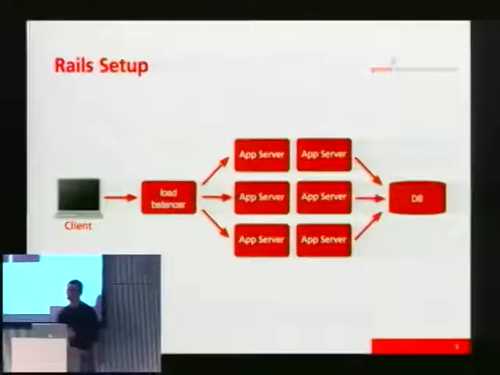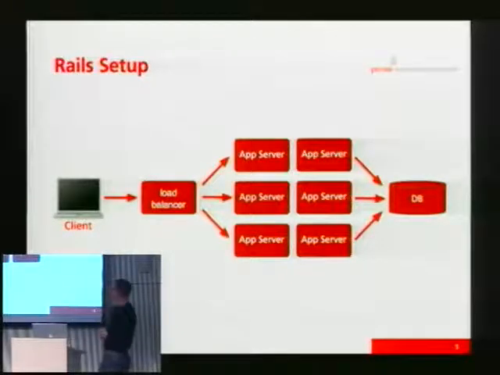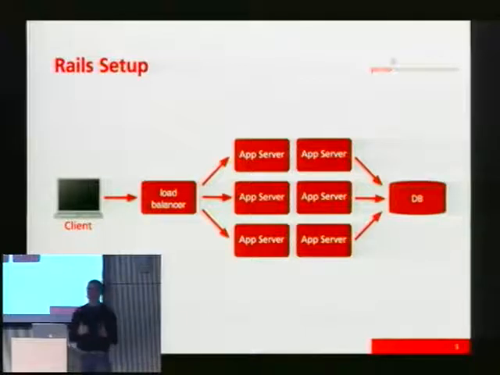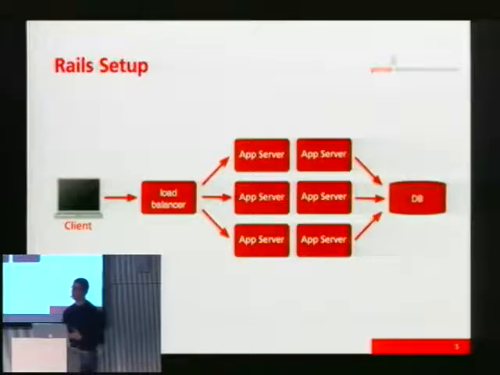So let's start by looking at how Rails applications are typically set up. Normally you have a load balancer in the front that relays all requests to dynamic application servers, and at the back end, of course, the database. You have to do this in Rails because Rails is single-threaded. So you have to start a Rails process for each dynamic request that you want to handle concurrently.